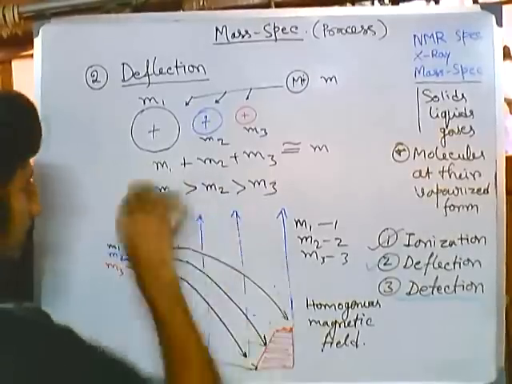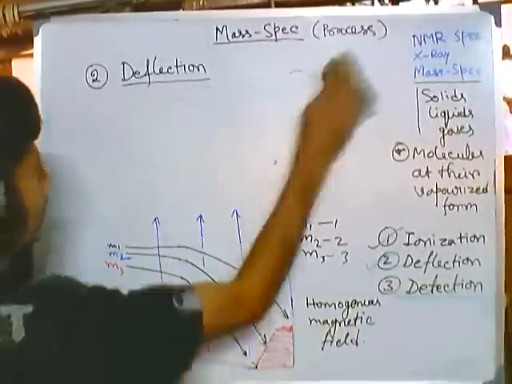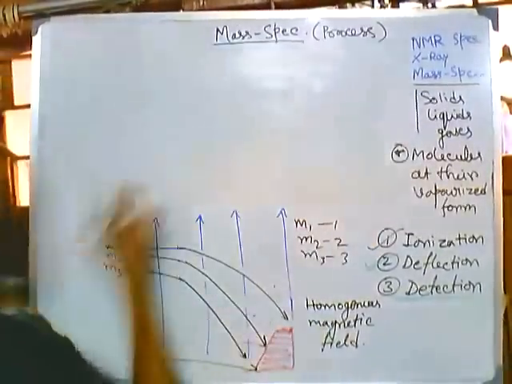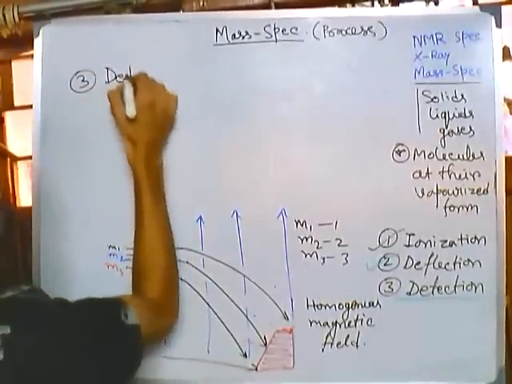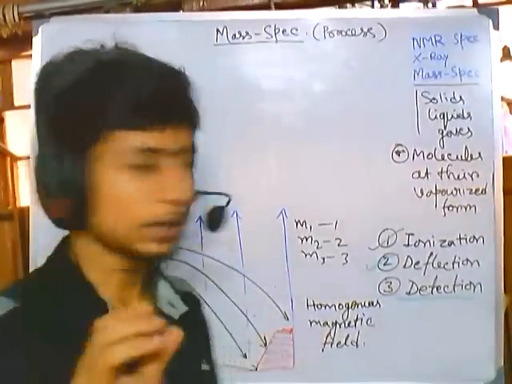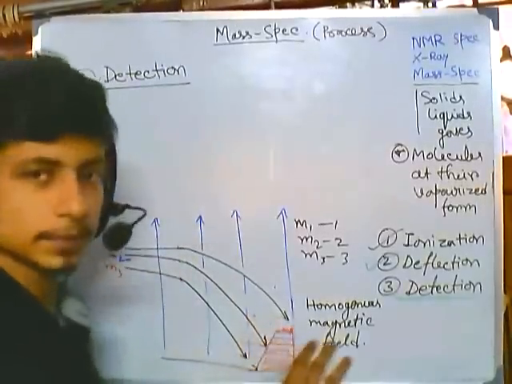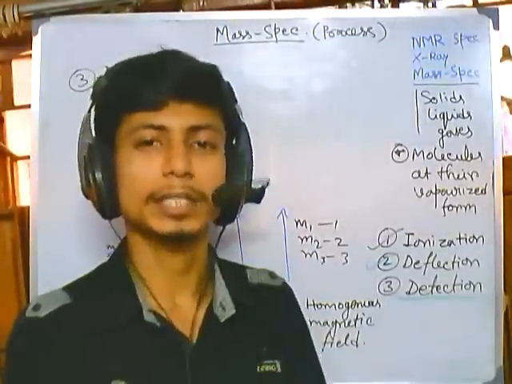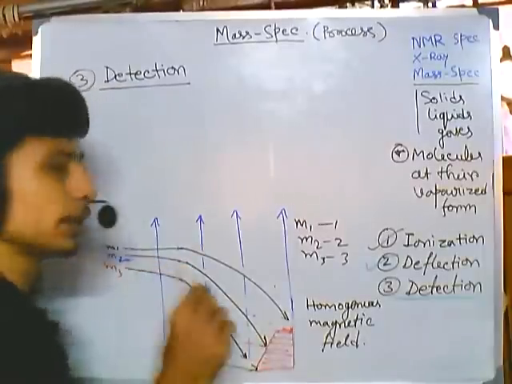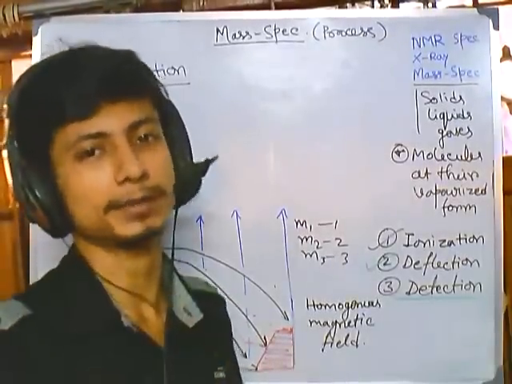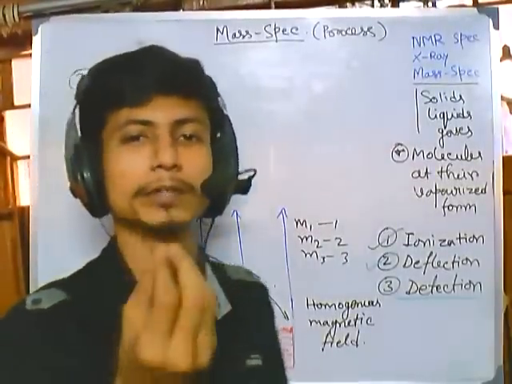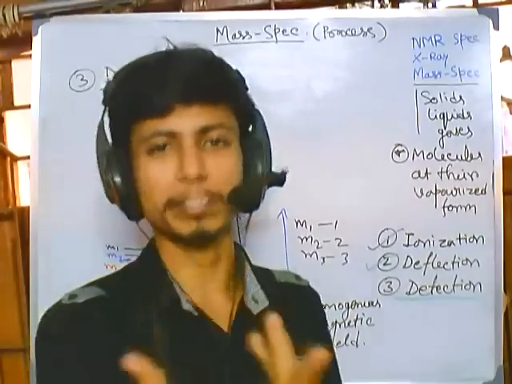So I'm not going to erase this part because it is required. Okay, so the third and the final is the detection. Now the detection part is simply dealing with the detector. Now the detector is an electronic device, and the actual goal of the detector is that what it receives is a single molecular fragment ion. It's a single fragment ion, right? It's simply electrons, a very little amount of energy, right? One single electron, a very little amount of energy.